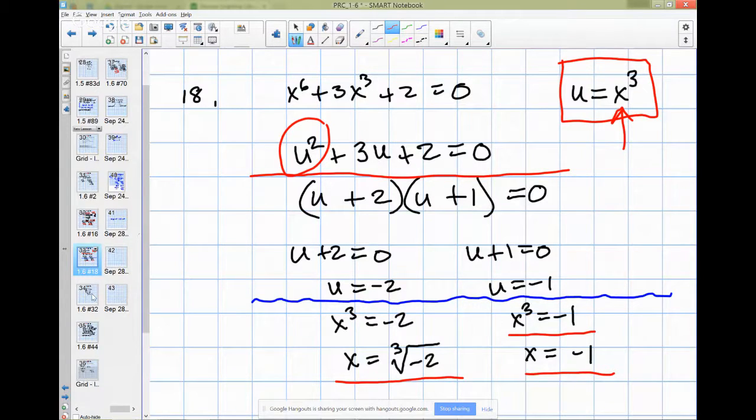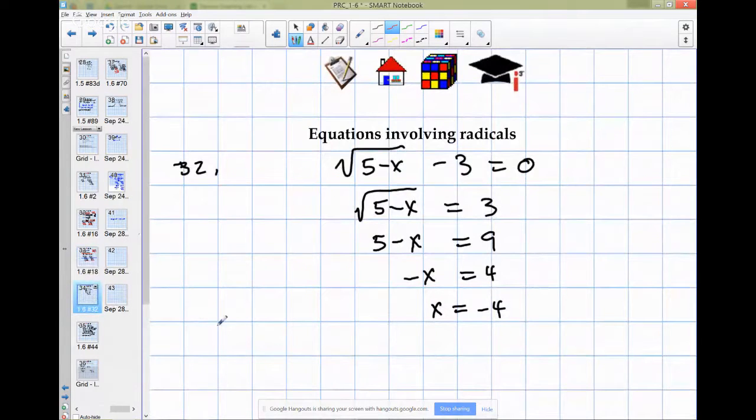Thanks. Okay, let's look at number 32. It's time to move on to what about equations that have radicals in them? Well, it's just a fancy name for something underneath the square root. So here's our problem right here on the top line. Square root of 5 minus x minus 3 equals 0. The problem is the variable x is under the root. So here's the plan of attack. Get anything that's not under the root on the other side of the equation. So you see that I added 3 to both sides.